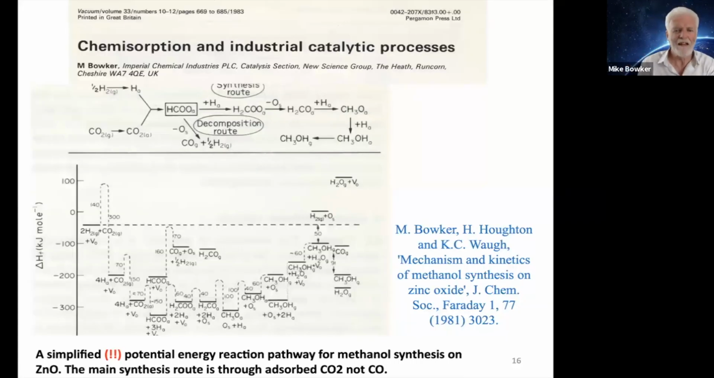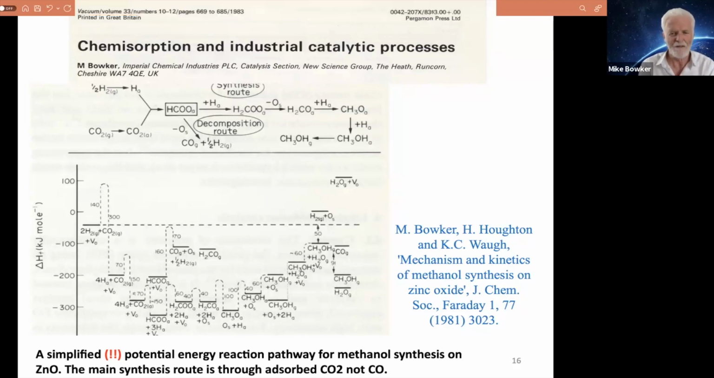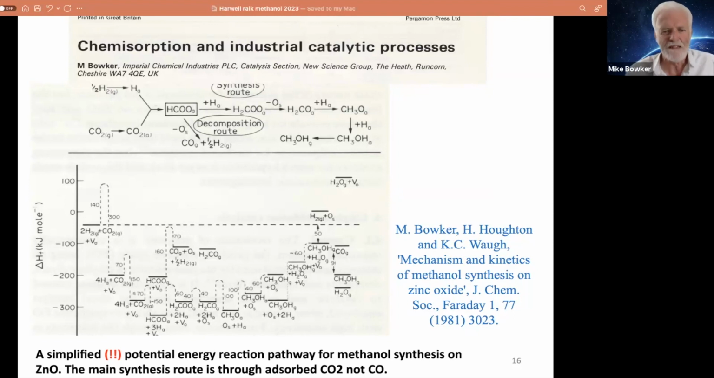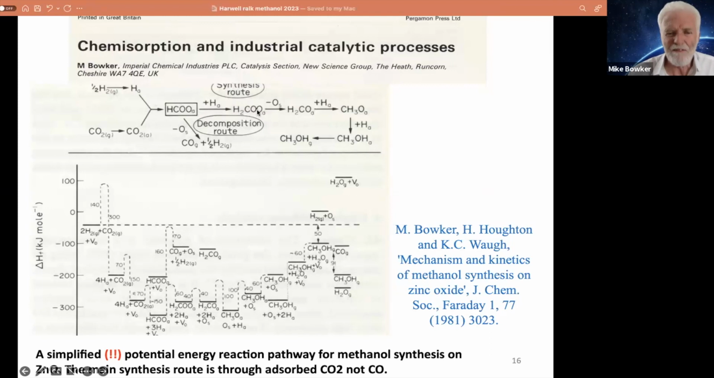So from all of that, we developed a mechanism. You can see it says a simplified potential energy reaction pathway. It's actually not very simple, is it? It's actually rather complicated. There are elements of experiment in that and elements of guesswork and intuition in that too. But basically it proceeds through this formate intermediate. There's the formate. A decomposition route makes the CO and the hydrogen. That formate can hydrogenate to biformate, as it's called, or dioxymethylene is another name for it, through to formaldehyde, methoxy, and methanol, which desorbs into the gas phase.